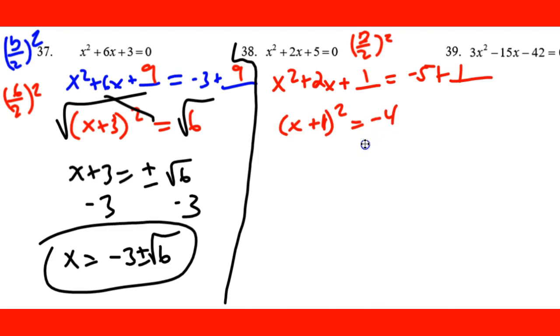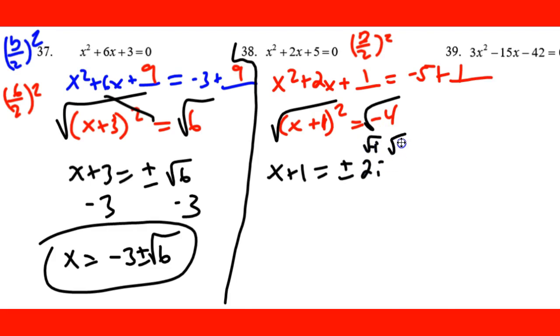Now what we gotta do is solve this for x. So square root both sides. So you have x plus 1 equals plus or minus 2i. Remember, that's going to be square root of -1 and 4. So square root of 4 is 2. Square root of -1 is i. Then we're going to subtract 1. So x equals -1 plus or minus 2i.